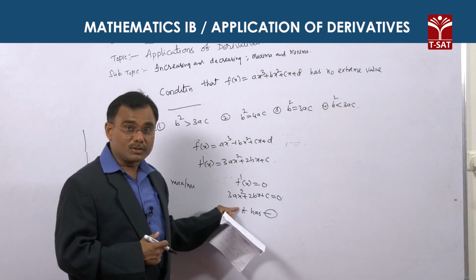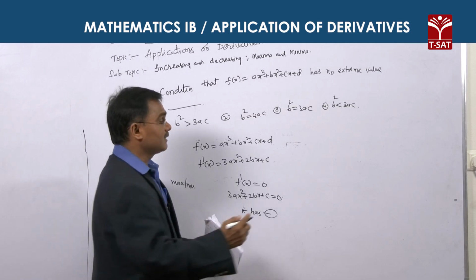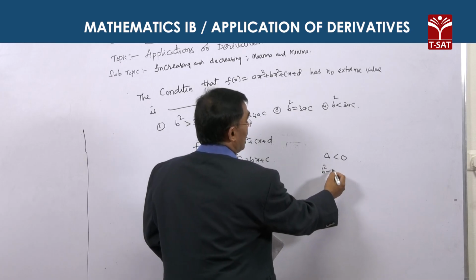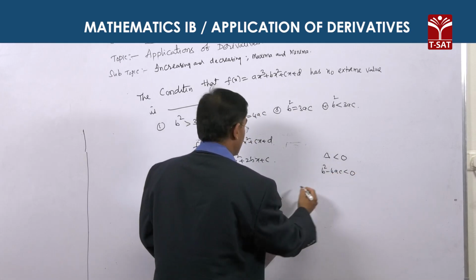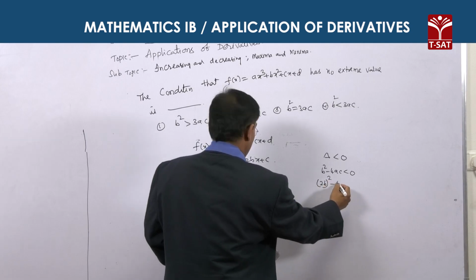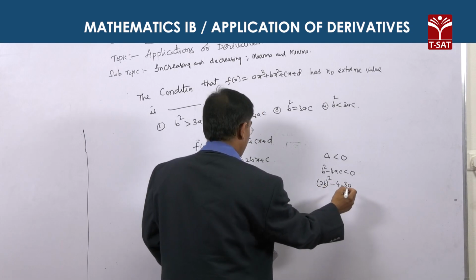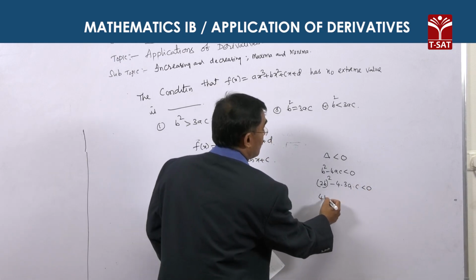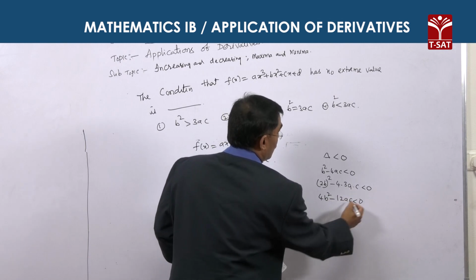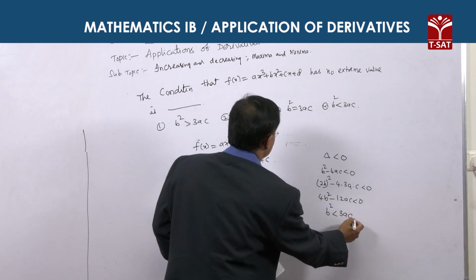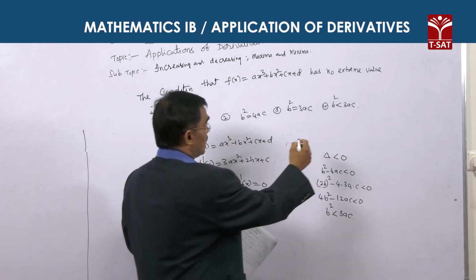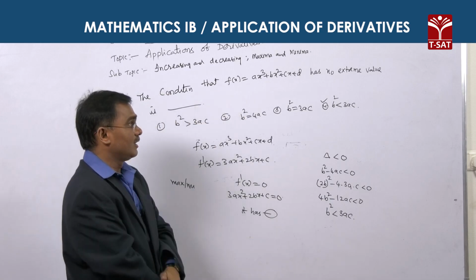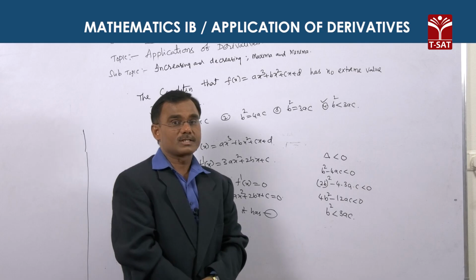That's why the roots of this quadratic equation are complex. Complex roots means the discriminant is less than 0. b square minus 4ac is less than 0. That is, 2b whole square minus 4 times the x square coefficient 3a into the constant c is less than 0. Simplify: 4b square minus 12ac is less than 0. So b square is less than 3ac, which is the required answer. If b square is less than 3ac, then the function has no extreme values.